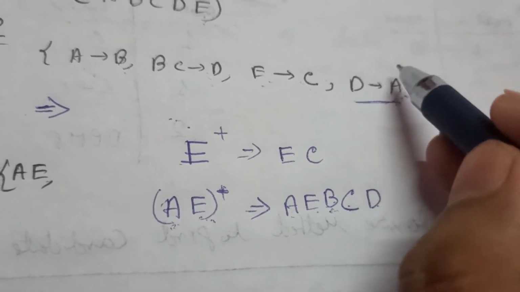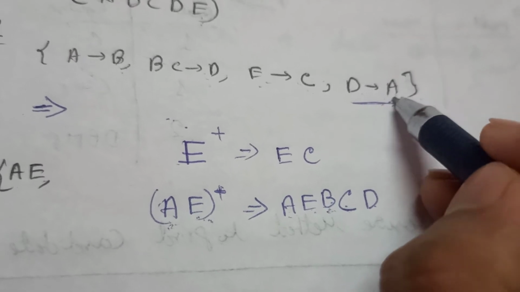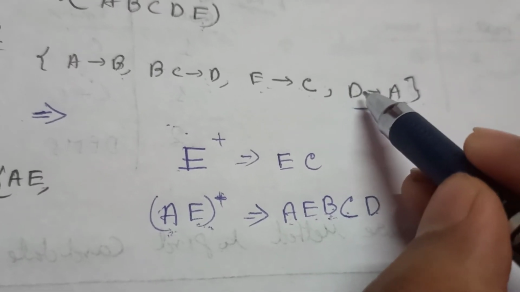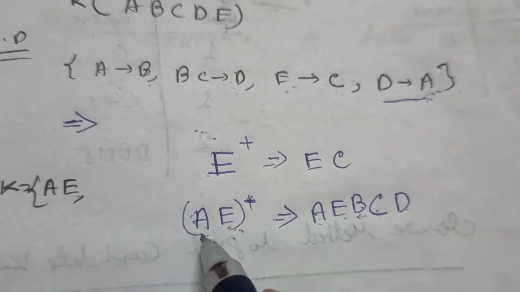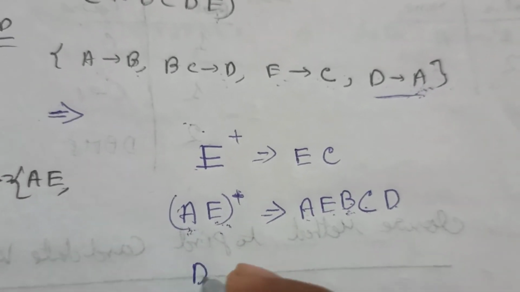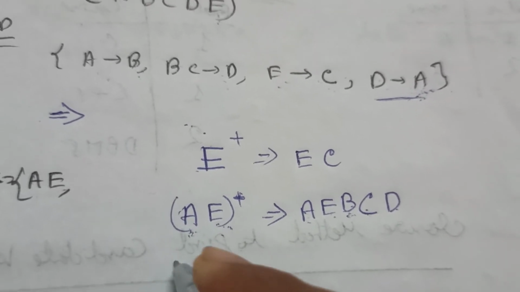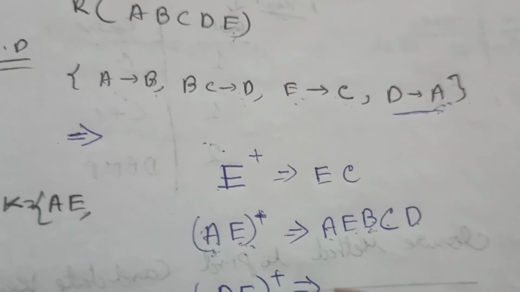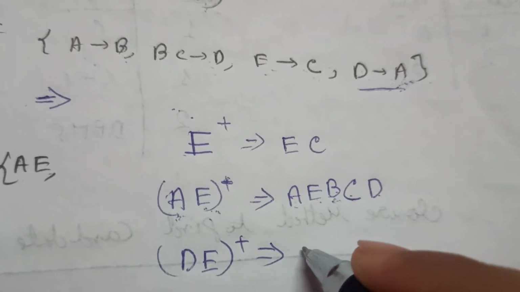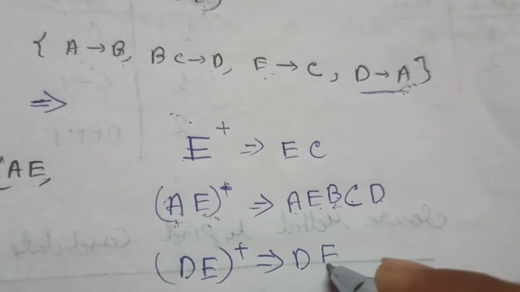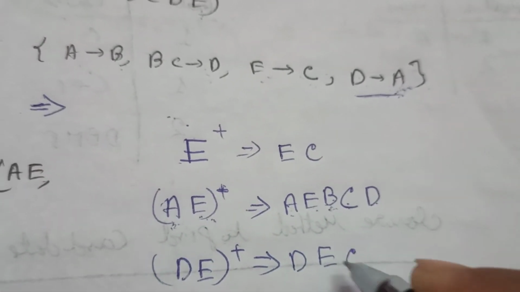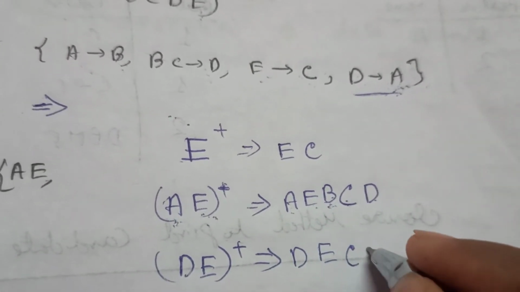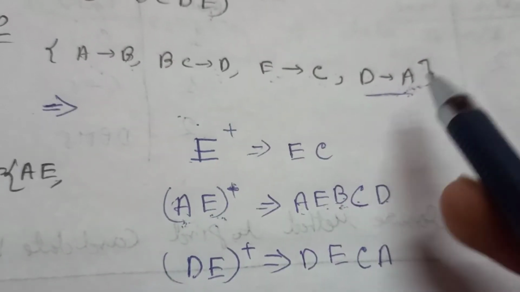Okay, so if D can determine A, then we can replace A with D in our candidate key. Our candidate key was AE, and if we replace A with D, then our new key will be DE. So let's check its closure and confirm it. The closure of DE will be: D can determine D, E can determine E, and E can also determine C, D can determine A, and again A can also determine B.